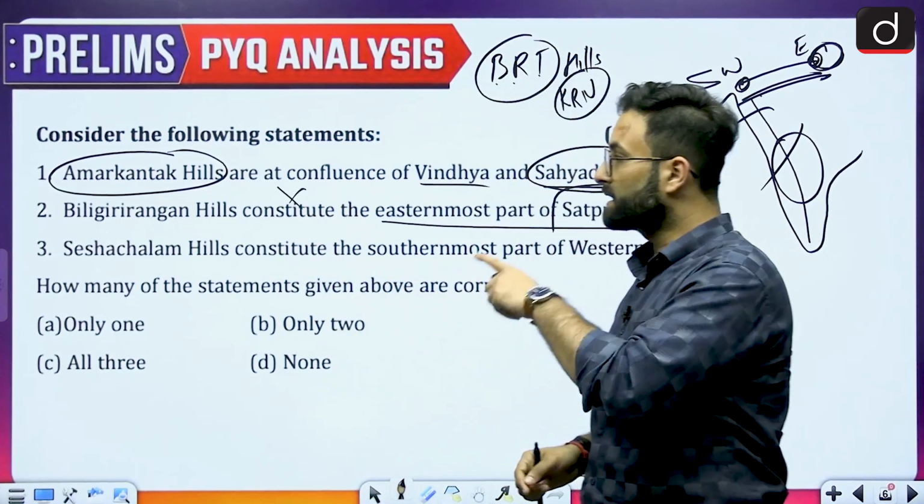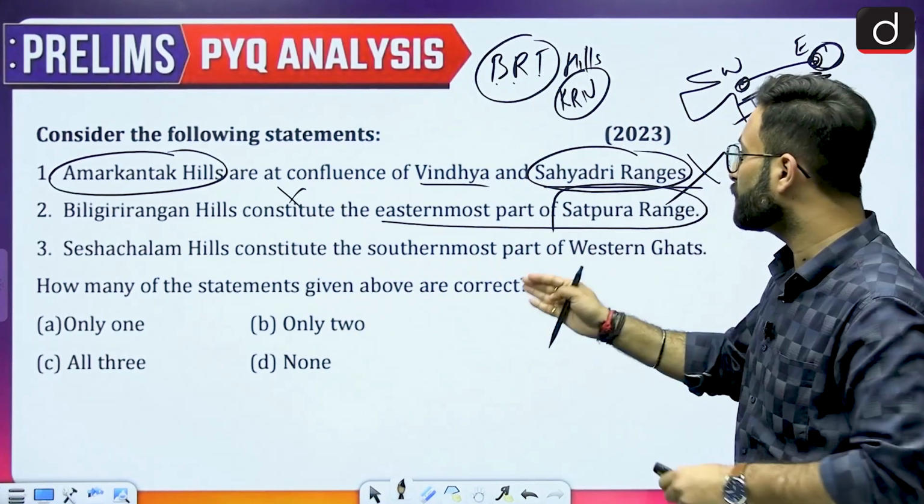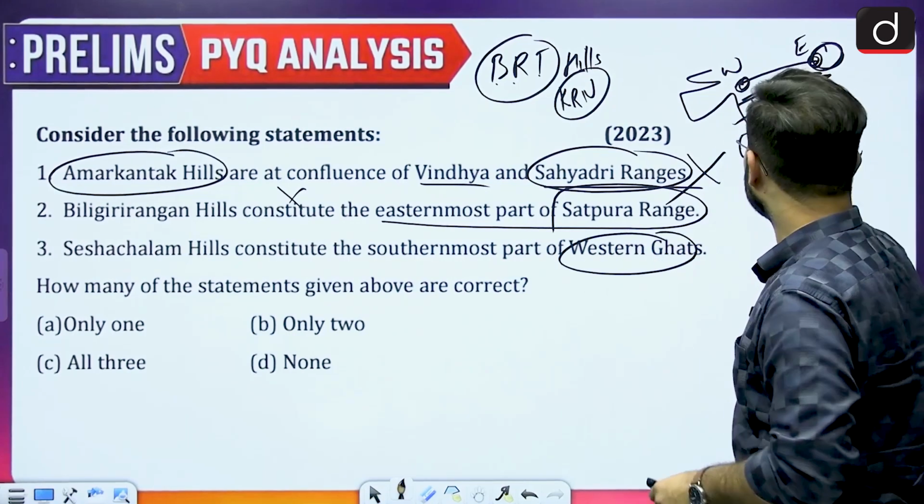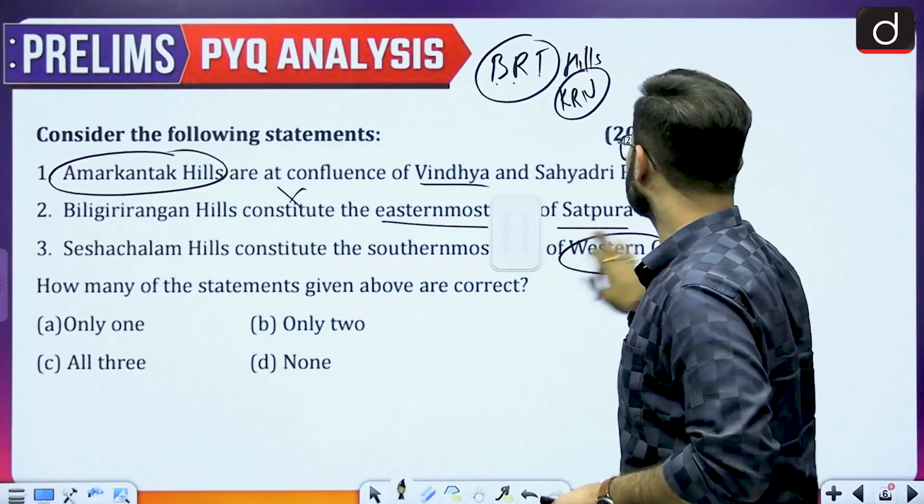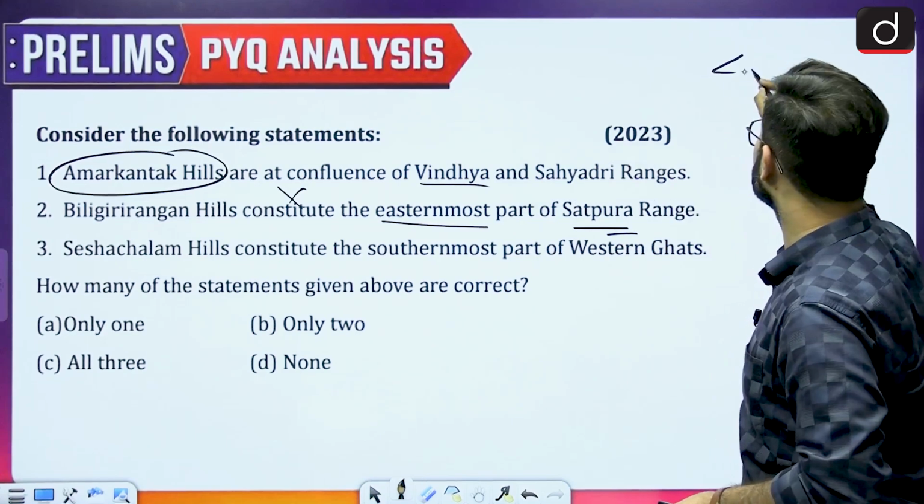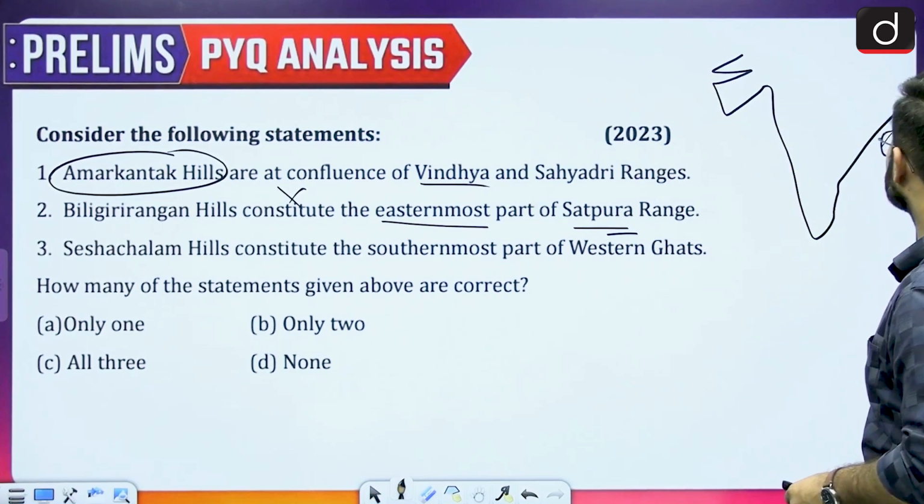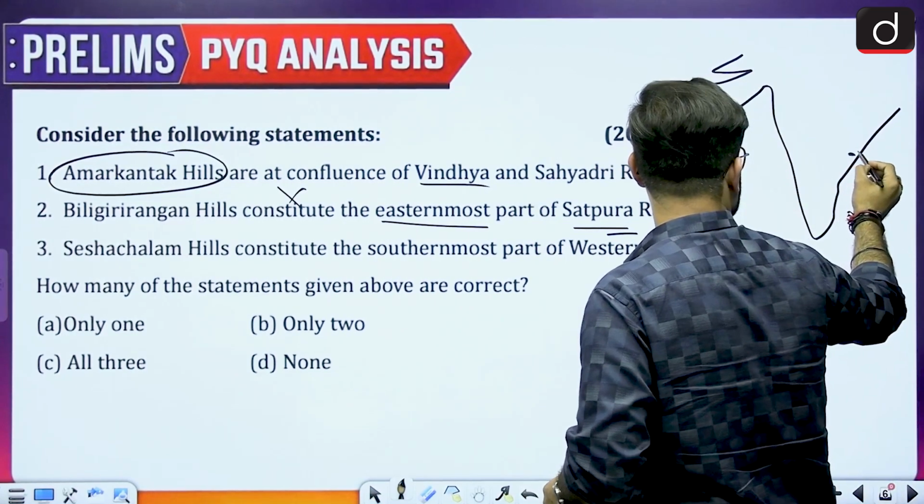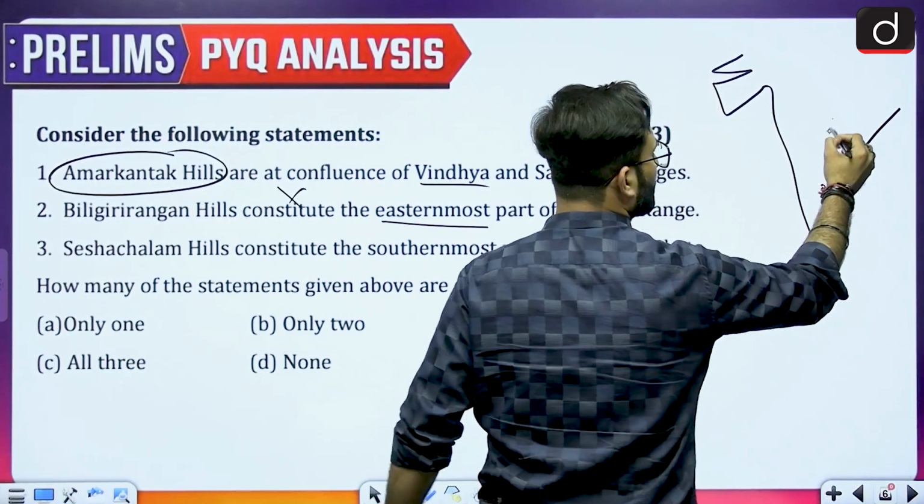Coming to the third one, Shevaroy hills constitute the southernmost part of the Western Ghats. Now if you look at the map of India over here, you can see these hills are located somewhere over here. This is your Andhra Pradesh region.